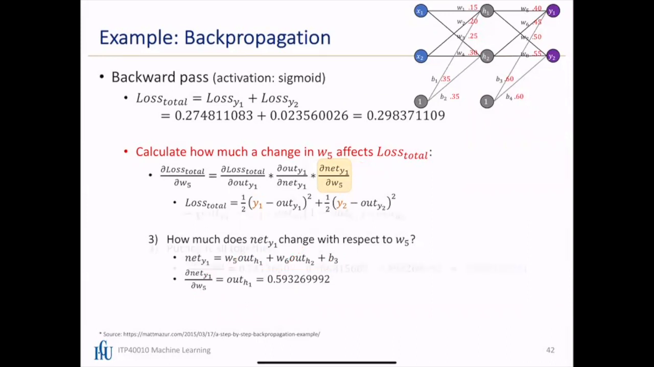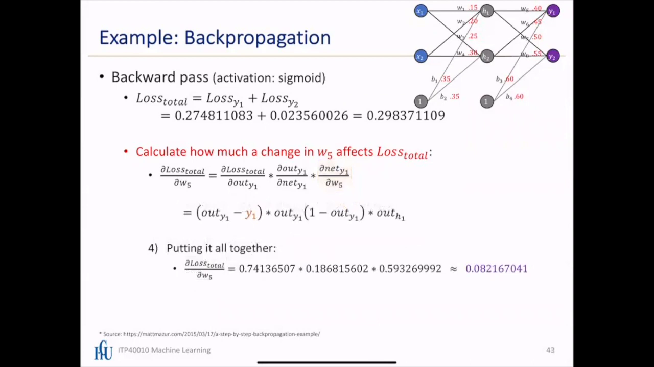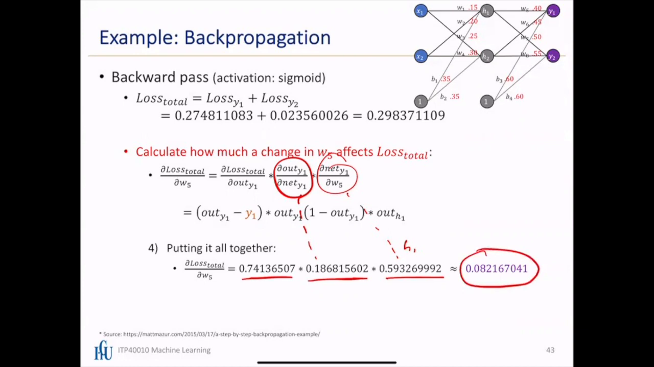So let's plug them in and put them all together. In the previous slides, we first came up with this quantity, then we came up with the value for this. And finally, we came up with this value, that is output of H1. If you take the multiplication of these three factors, then you get the gradient value at W5.